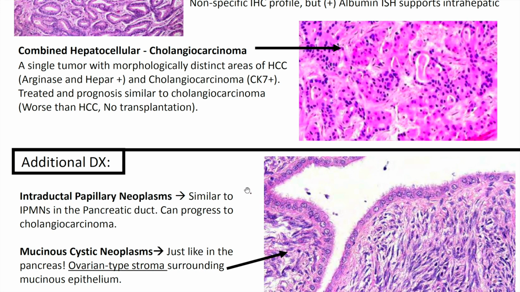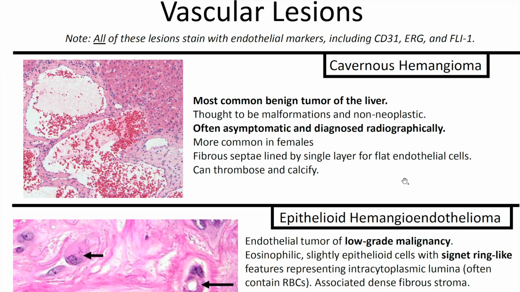You also can have a mucinous cystic neoplasm, just like in the pancreas. And just like in the pancreas, you're going to have that ovarian-type stroma surrounding mucinous epithelium. Next up, we got vascular lesions.